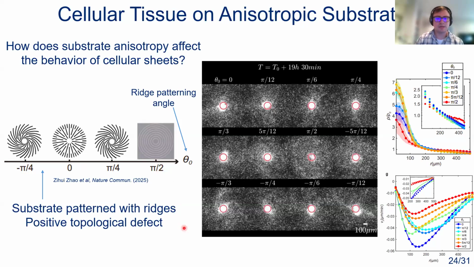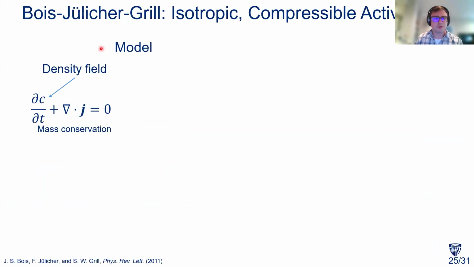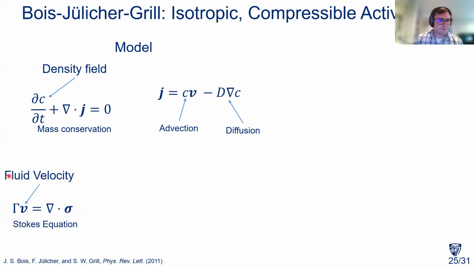So let me tell you the model, and then hopefully you might see why we were thinking of it for this system. The model comes from Bois, Jülicher, and Grill, from a paper from 2011. It's essentially a model for an isotropic compressible active fluid. Here you keep track of just a density field, which obeys mass conservation. The mass conservation just has advection by the underlying fluid and diffusion via Fick's law. And then the fluid velocity, just like before, obeys the Stokes equation with some substrate friction.